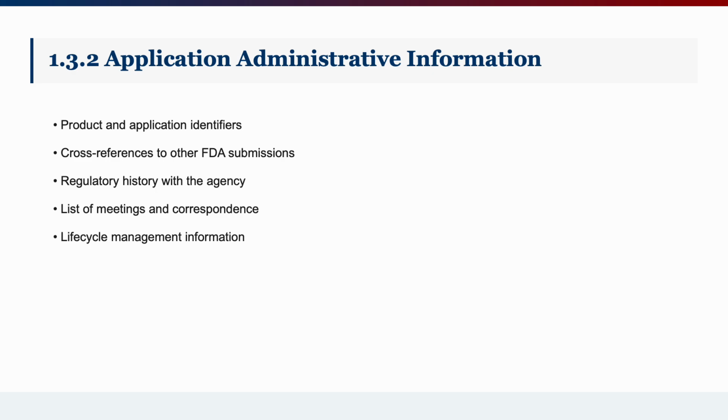Cross-references are particularly important if you're relying on data that's already been submitted to the FDA. For example, if you have a drug master file on file with the FDA that contains confidential manufacturing information, you would cross-reference that DMF number here. Or if there's been a pre-IND meeting that generated relevant FDA feedback, that should be referenced.